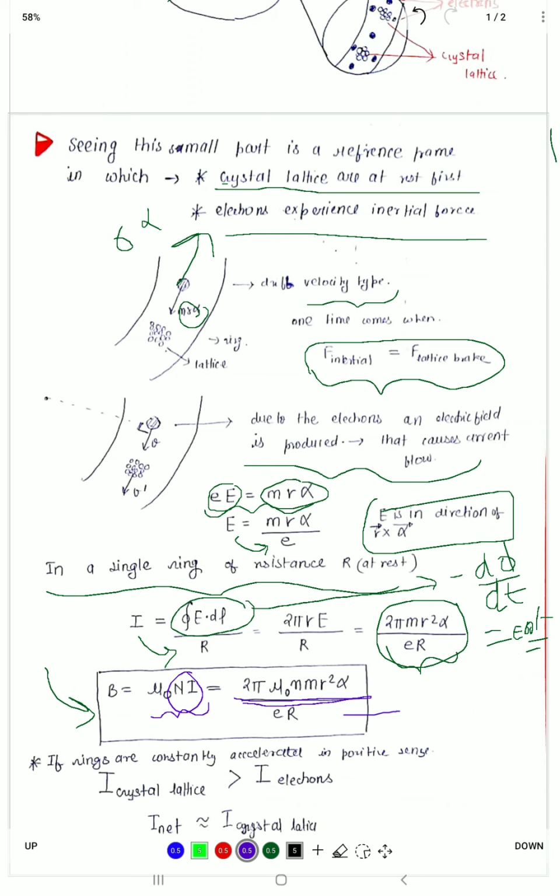This is the answer to the question of how much magnetic field will be produced. If the ring is constantly accelerated in the positive sense of rotation, the velocity of the crystal lattice will be much greater than the velocity of electrons, so the net effect will be due to the crystal lattice. I hope you enjoyed the solution.